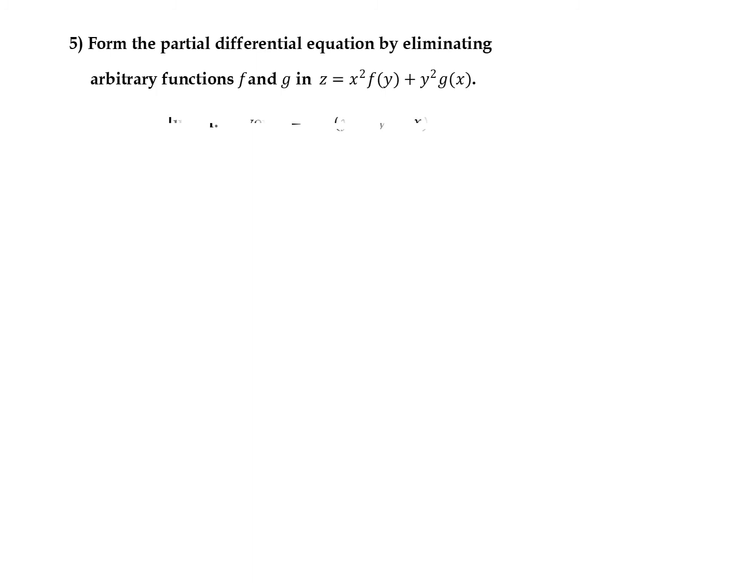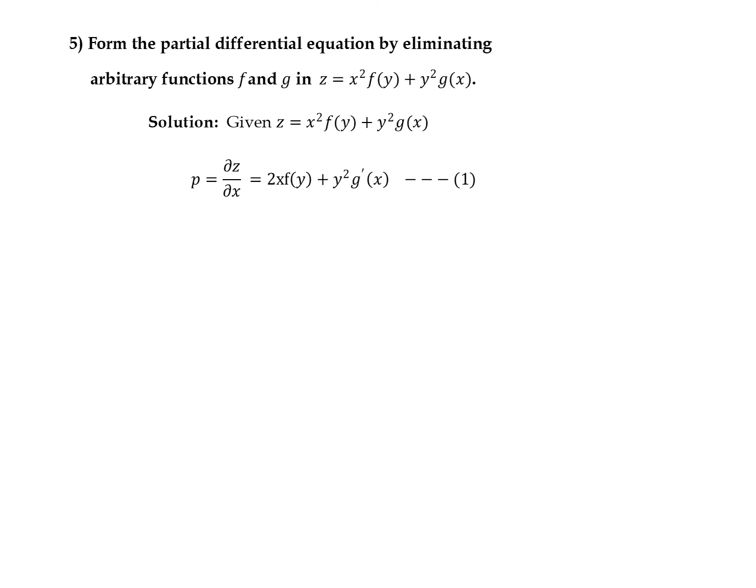Let us do one more problem with the equation having two functions. So consider this problem. The given equation is z equal to x squared f of y plus y squared g of x. So as I said earlier, we need till second order partial derivatives to eliminate two functions. So let us first find all the partial derivatives with respect to x. When we differentiate partially, we get ∂z/∂x as x squared.